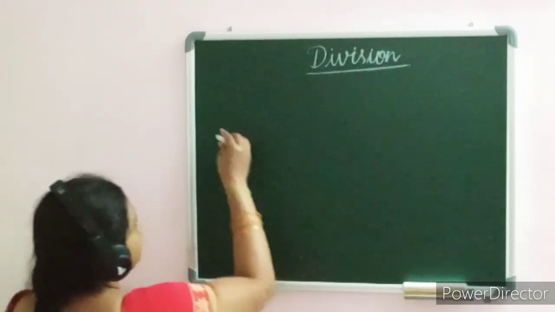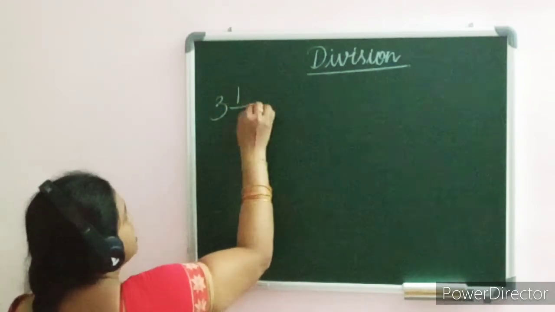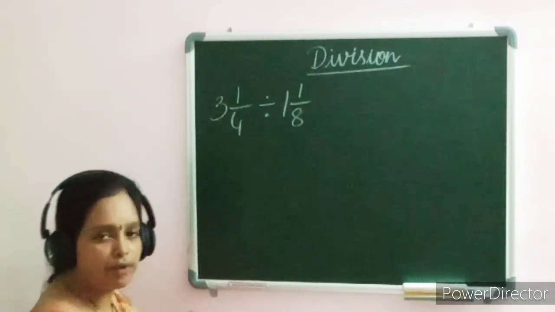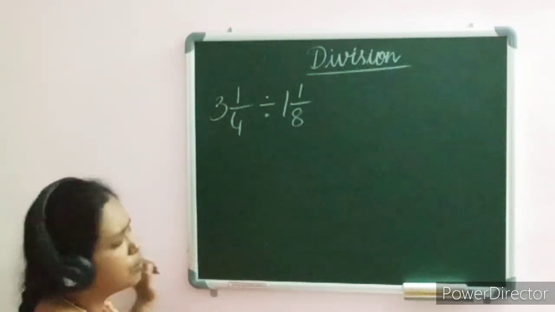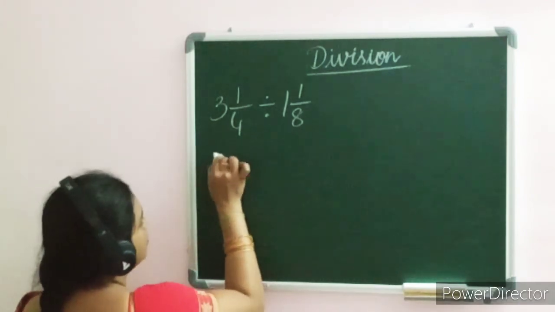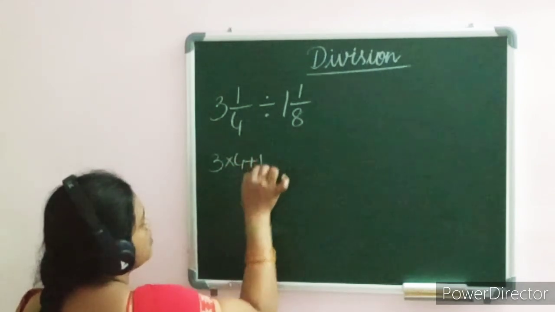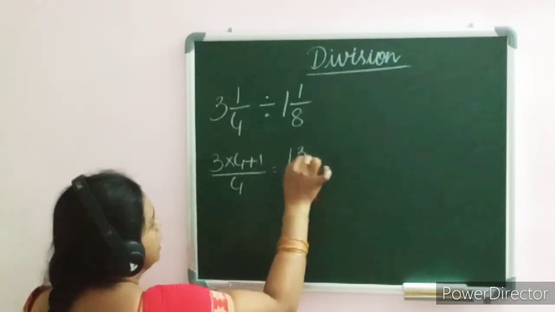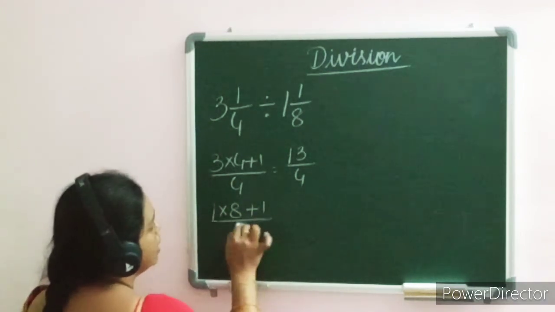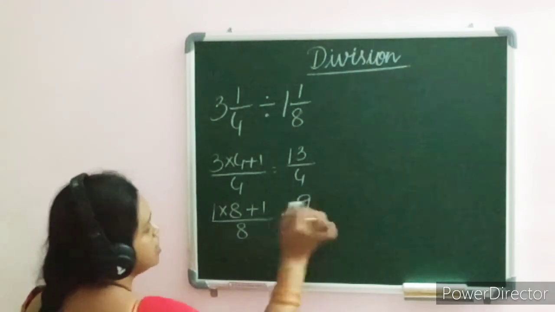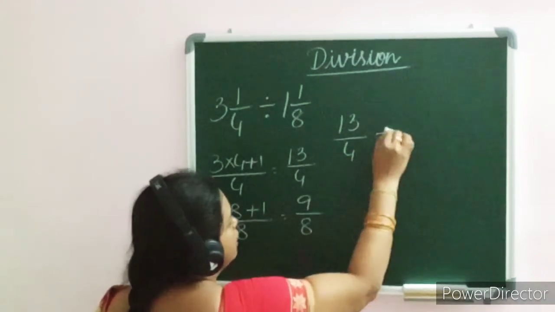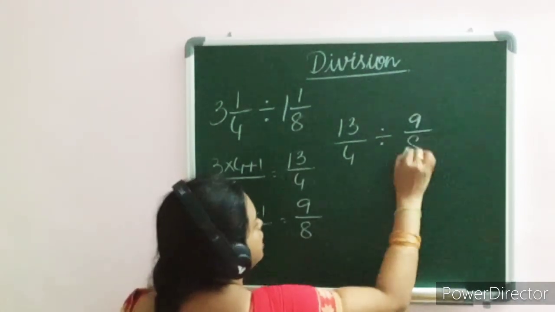Now if two mixed fractions are given like this, 3 1 by 4 divided by 1 1 by 8, how to divide these two fractions? As we know how to convert a mixed fraction into an improper fraction, using the formula convert this: 3 into 4 plus 1 by 4, which is 13 by 4, and 1 into 8 plus 1 by 8, which is 9 by 8. Using these two, you can now divide 13 by 4 divided by 9 by 8.